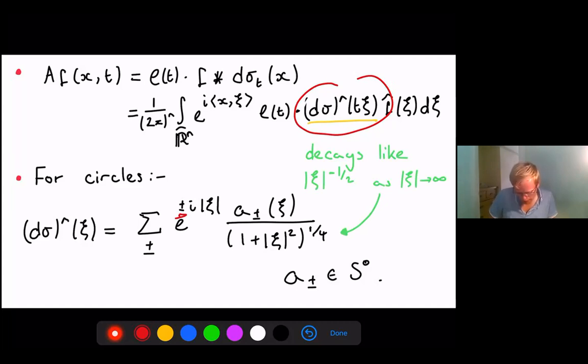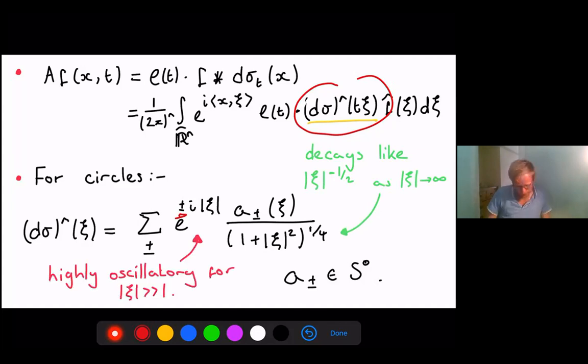But importantly, we have this decay factor, which is decaying like |ξ|^(-1/2) as we go off to infinity away from the origin. Okay, so we have some decay. And also we have this highly oscillatory factor, e^(i|ξ|). These two features of this multiplier are going to play a role in our analysis. We'll have to make use of the decay and the oscillation, and I will be referring back to them frequently.